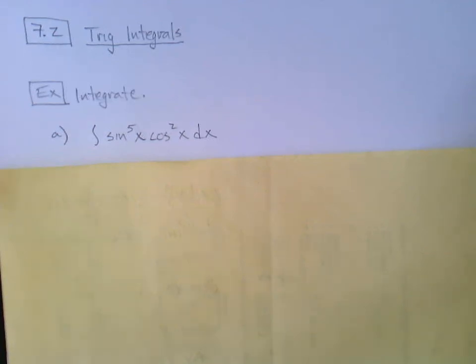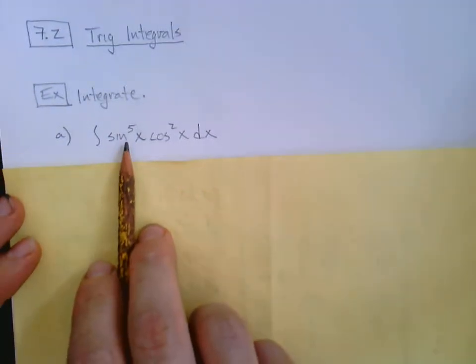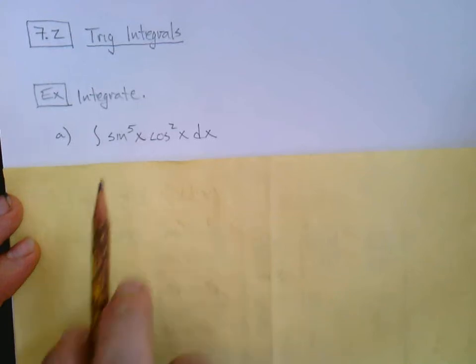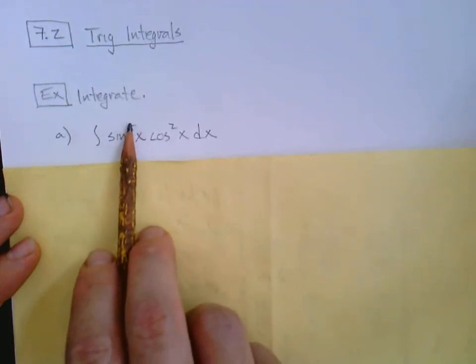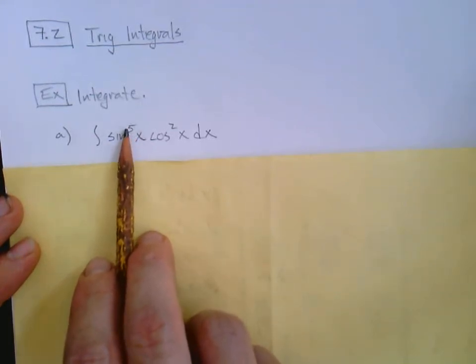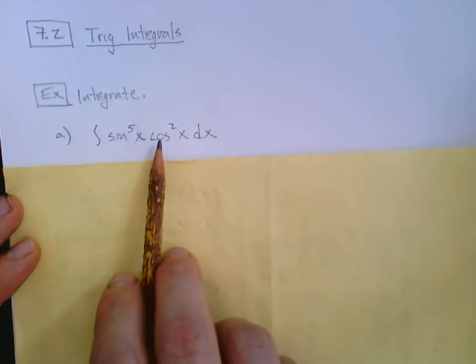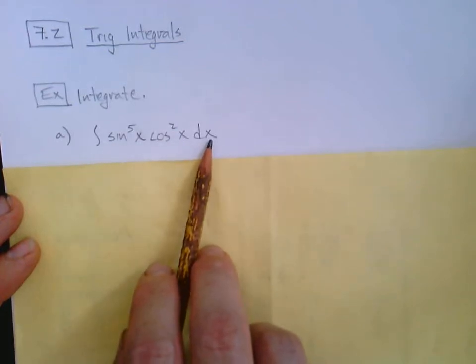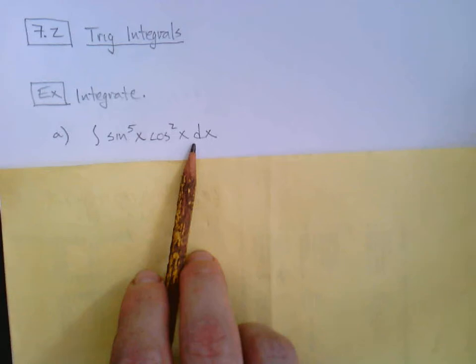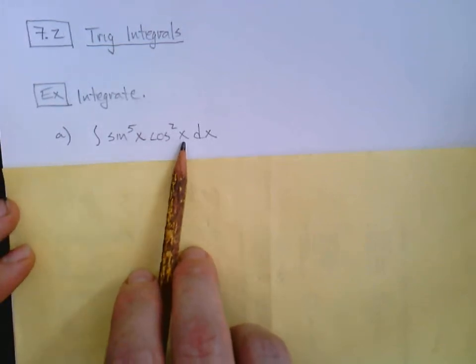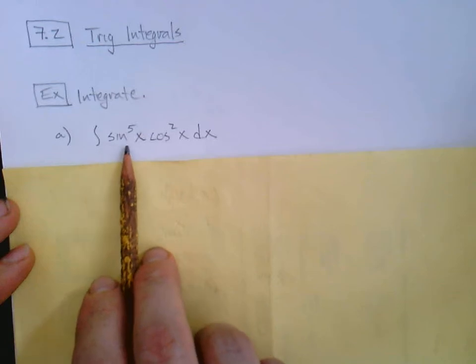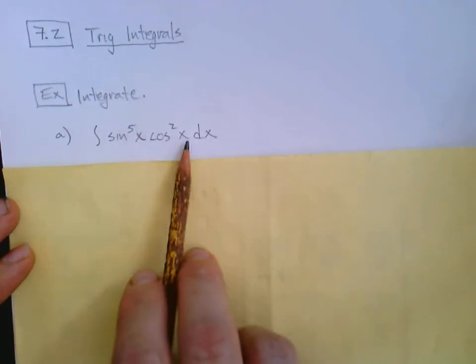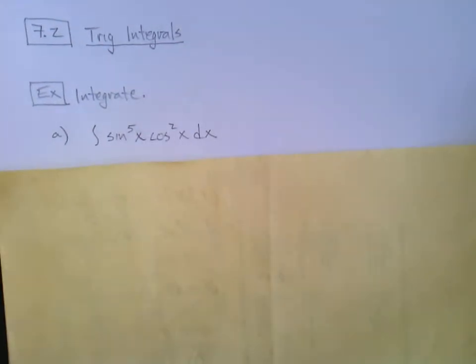Okay, so as we look at this one, one thing I just want to point out from the beginning is this power on the sine. Just imagine this for a second. If this fifth power was not there, and it was just sine x times cosine squared x dx, this would be a very straightforward U substitution, right? We could take U to be cosine x, du would be negative sine x, and that would unfold pretty well.